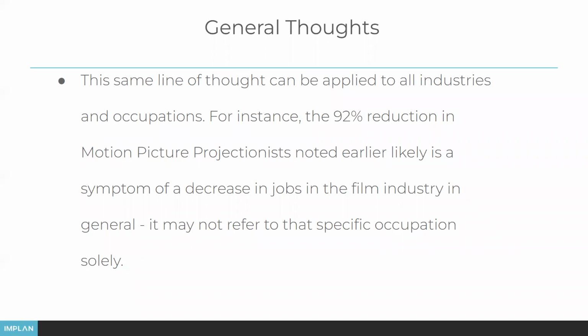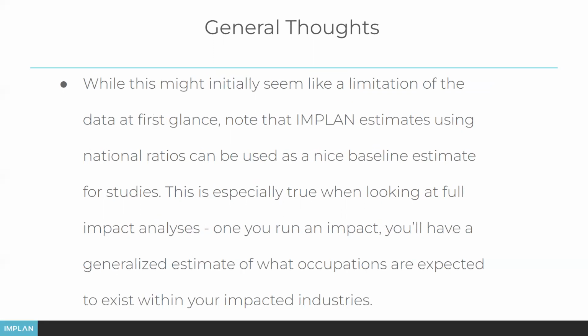This decrease may not refer specifically to that occupation. Rather, the distribution ratio for motion picture projectionists in combination with a shift in industry data leads to some large national changes. While these kinds of shifts might initially seem like a limitation of the IMPLAN occupation data, note that IMPLAN estimates using national ratios actually form a pretty solid baseline estimate for studies. This is especially true when you're looking at full impact analyses within the tool.